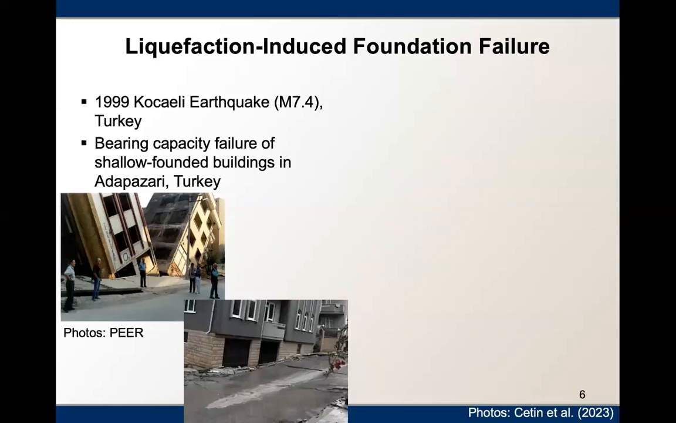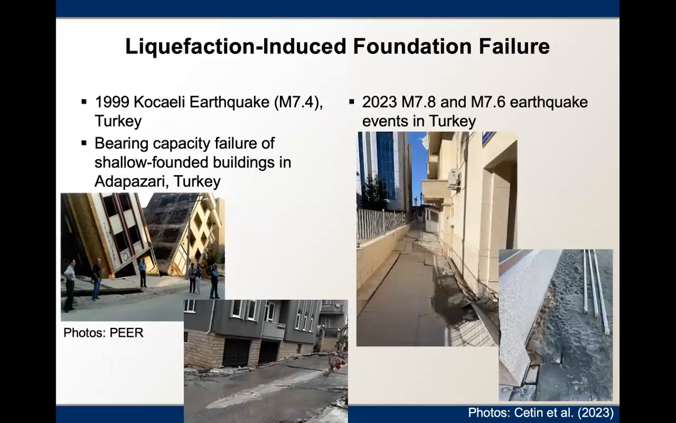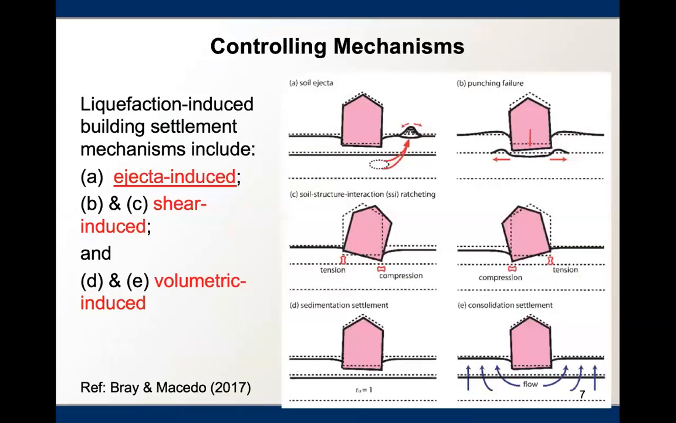Some other examples from the 1999 Kocaeli earthquake in Turkey show tilting and sinking of buildings into the ground as a result of extensive liquefaction and loss of bearing capacity. And again, very similar stories in even recent earthquakes in Turkey this year.